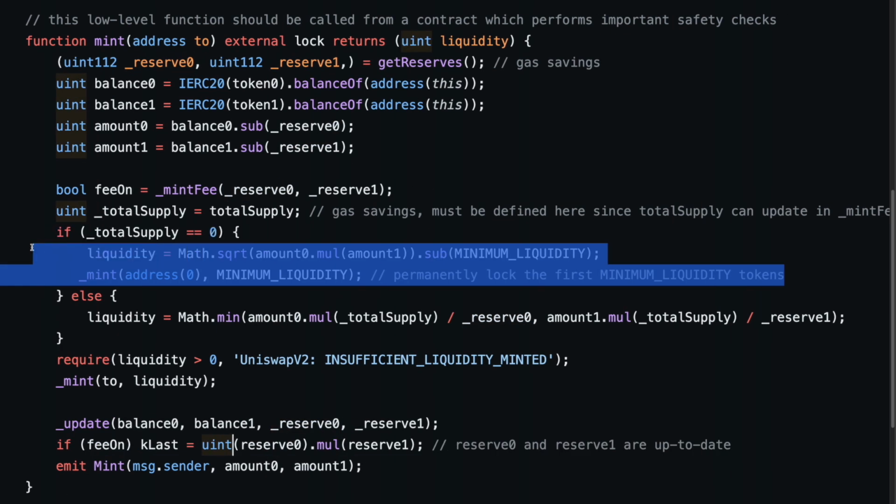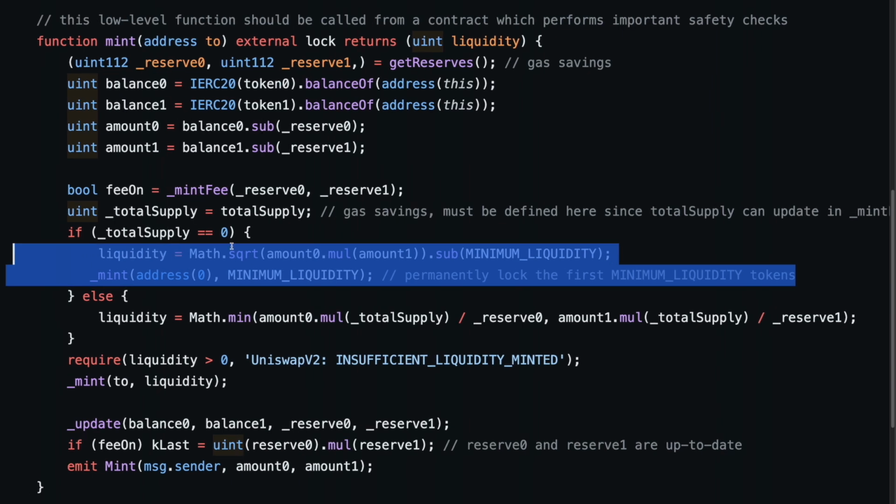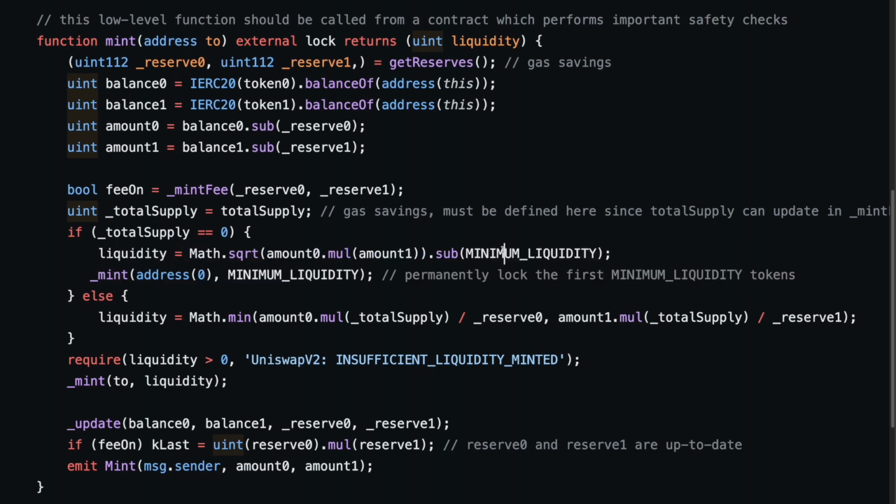The total supply equals 0. So the total supply equals 0 means that basically there's no one who has deposited here, and no one has met the minimum liquidity requirement. And the minimum liquidity requirement is a requirement that Uniswap set on their white paper to avoid certain attacks.